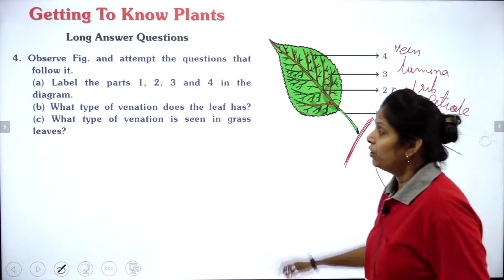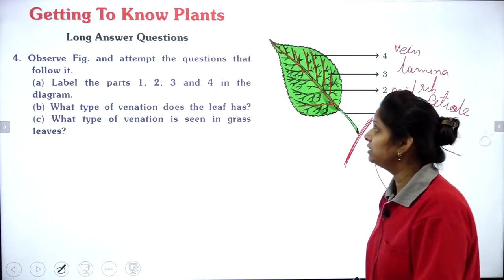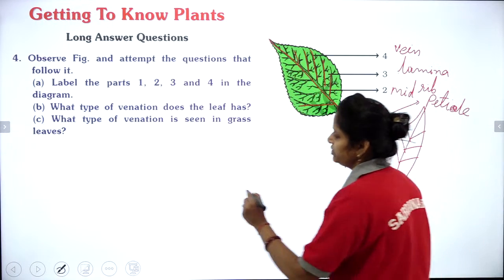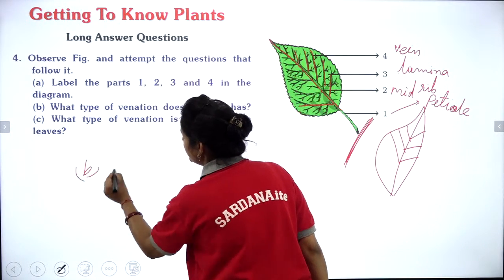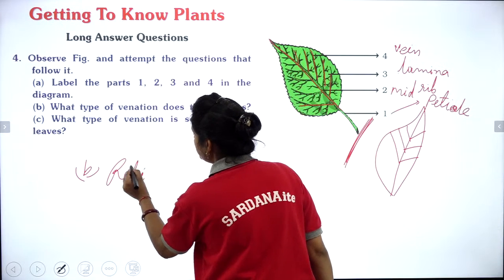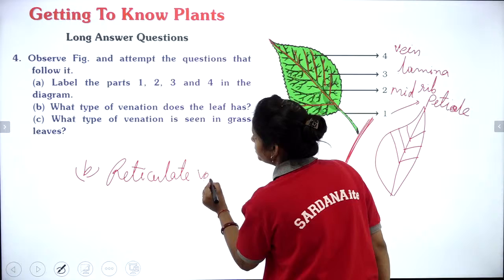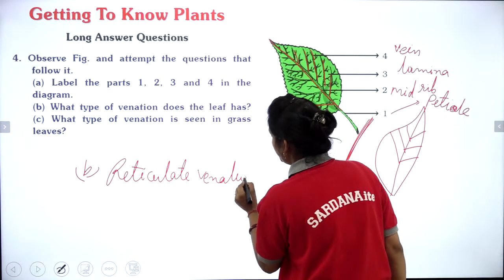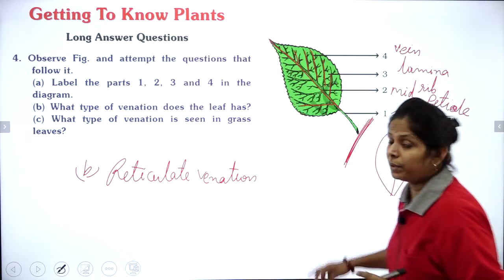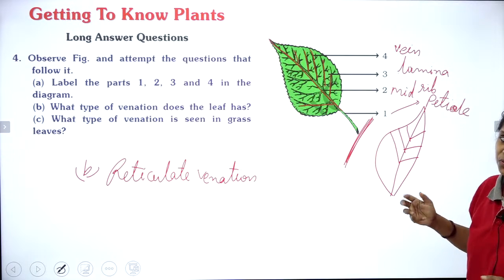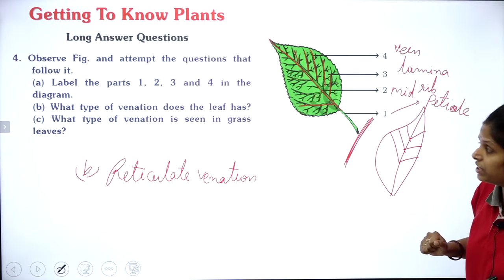Now next question, what type of venation does the leaf have? This leaf has reticulate venation. So the answer of B is reticulate venation. Okay. Because here the veins are not parallel to each other, that's why it has reticulate venation.